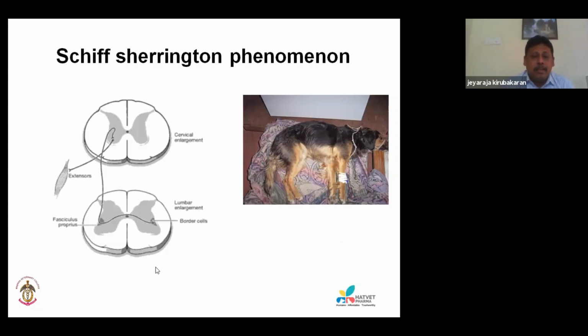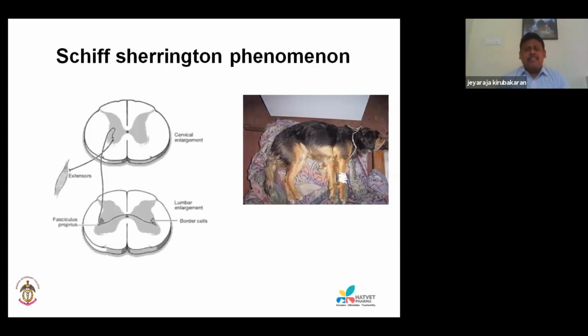The reason is that there are some cells called border cells in the lumbar enlargement, in the thoracolumbar area. These cells have an inhibitory action over the extensors of the forelimbs. When these border cells are damaged, that inhibitory action is released, thereby causing increased tone in the extensors of the forelimbs, and because of the spinal shock, the hind limbs will be somewhat flaccid.